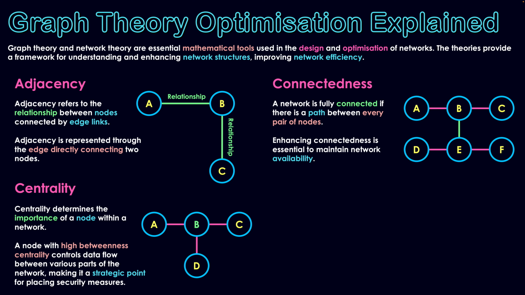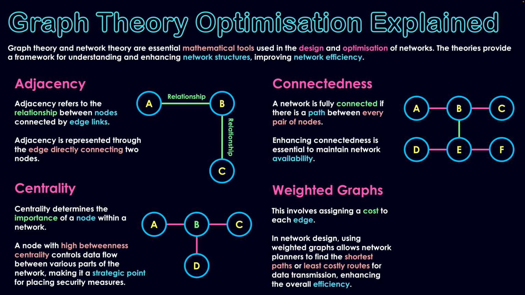The final category is that of weighted graphs. This involves assigning a cost to each edge. In network design, using weighted graphs allows network planners to find the shortest paths or least costly routes for data transmission, enhancing overall efficiency. So what we would have here is we've got a network set up.